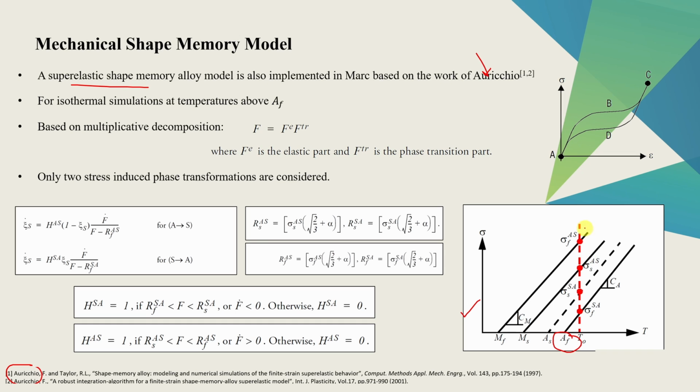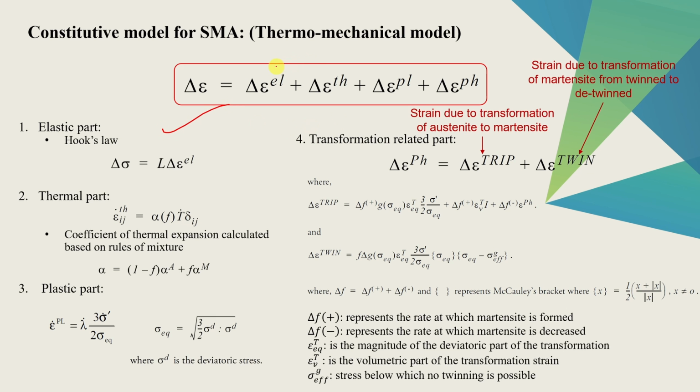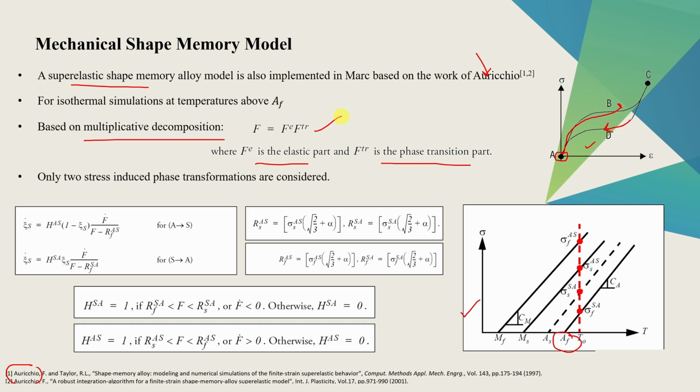If we see a stress strain curve for this loading cycle, it will look something like this. This is the loading path and this is the unloading path. This is based on multiplicative decomposition where deformation gradient F is decomposed into 2 parts. One is elastic part and second is phase transition part. If we compare this model to thermostructural model, which we discussed in part 1, there we had 4 types of strain and it was additive decomposition. There we had thermal part. Now in this case, temperature doesn't change, so this part is not there. And then we had plasticity part, which is also not here because it is super elastic model. So you can see how this is much simpler version of thermomechanical model.